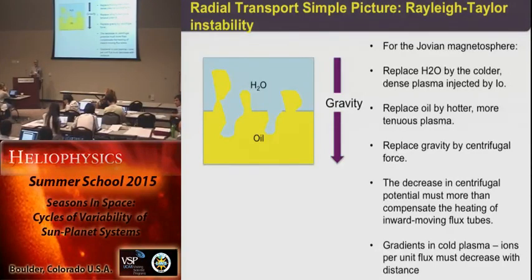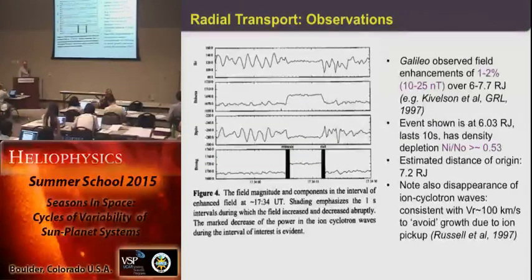Once you're out past a few planetary radii, centrifugal force dominates gravity easily. Exactly. Okay, so here's observational evidence of this mode of transport due to interchange. This is Galileo data that was studied by Kivelson et al. And what we have is, again, spherical polar components of the field and total field strength.